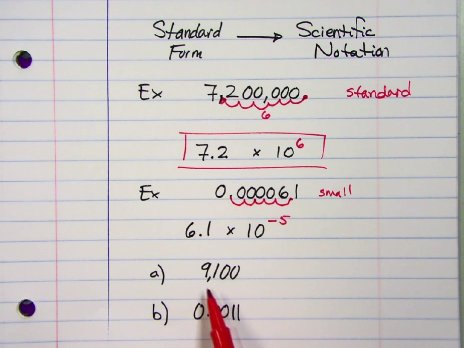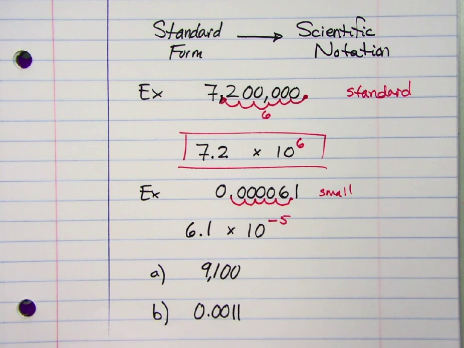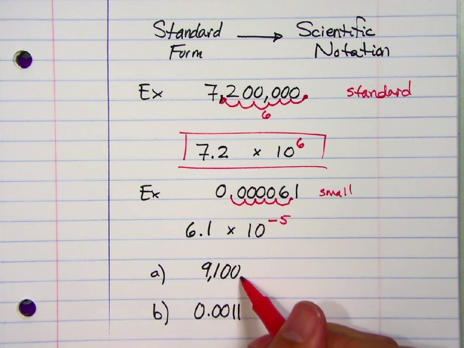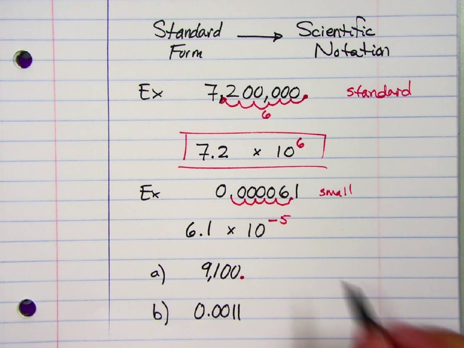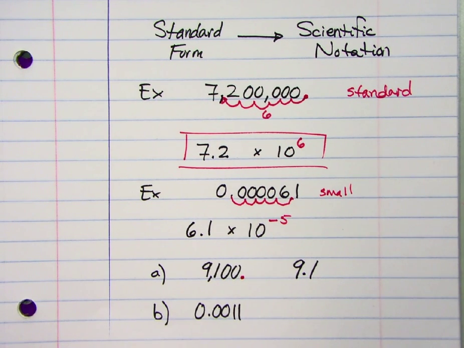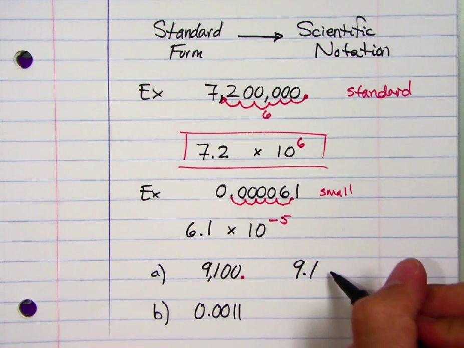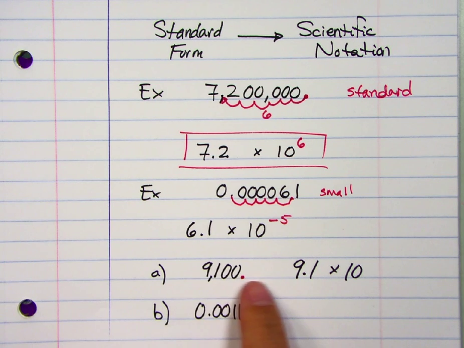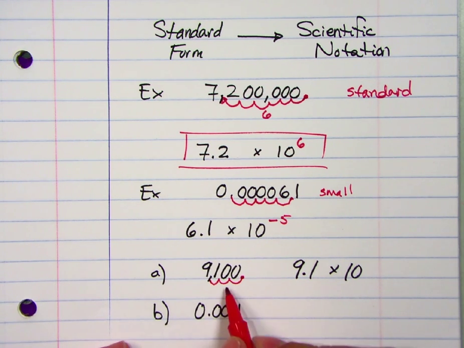Okay, so the two numbers I have are 9,100 and a number below it. So let's try this one here. 9,100. Well, I should have the decimal, which starts right here. I want it to end between the 9 and the 1. That makes a number between 1 and 10. And so next I just need to figure out, all right, so this is going to be times 10. This is a large number, so this is going to be a positive value. And I ask myself, how many spots do I have to move it? 1, 2, 3. I have to move it 3 spots, so that's my exponent.